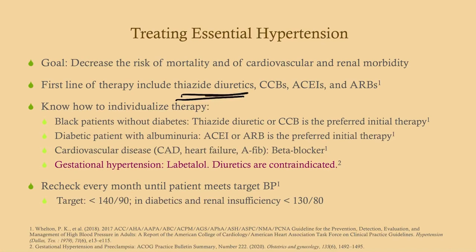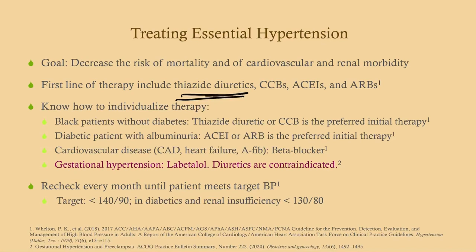Okay, so you should also know how to individualize therapy. If you have a Black patient without diabetes, it's actually believed that the ACE inhibitors and angiotensin receptor blockers are not quite as efficient for these patients. So we generally will go with thiazide diuretics or calcium channel blockers as the preferred initial therapy in those patients. Diabetic patients with albuminuria, you need to know that these patients will go on a RAS inhibiting agent, so an ACE inhibitor or an angiotensin receptor blocker. That's because those are nephroprotective.